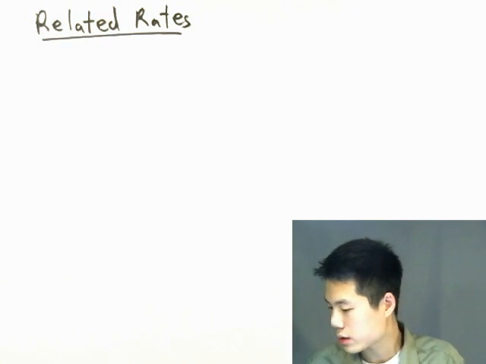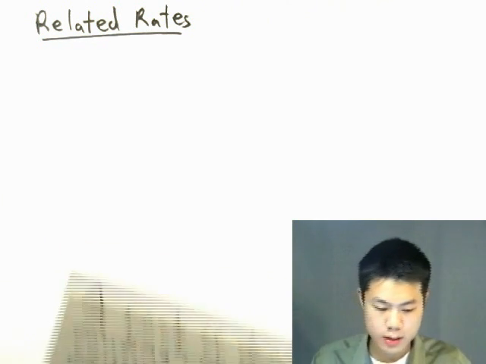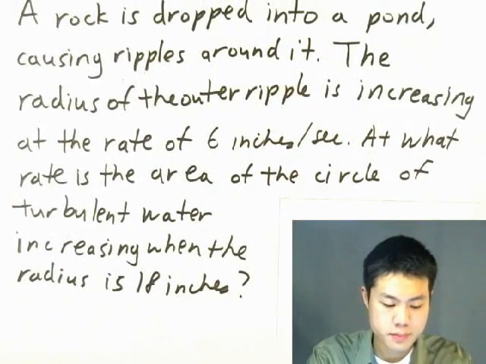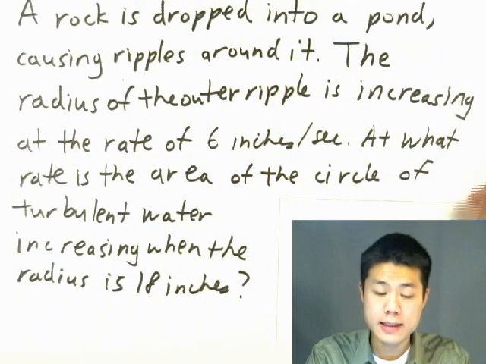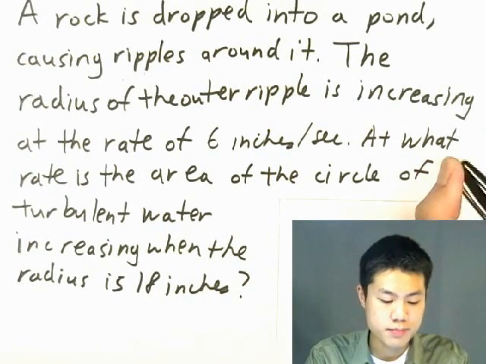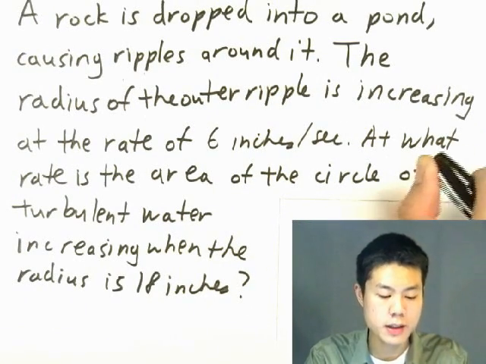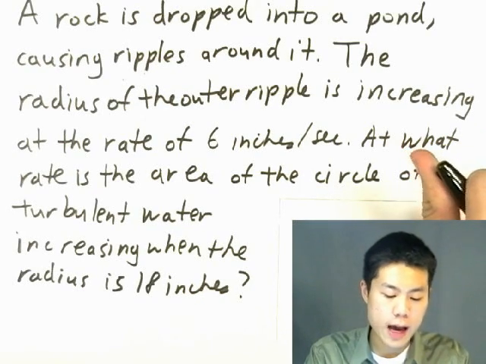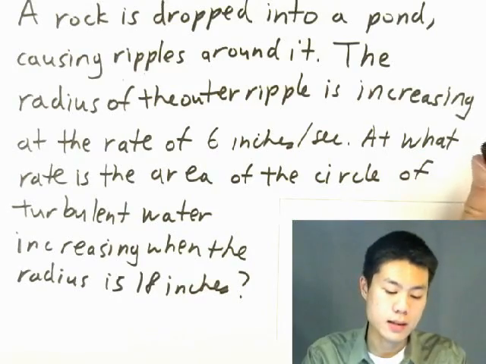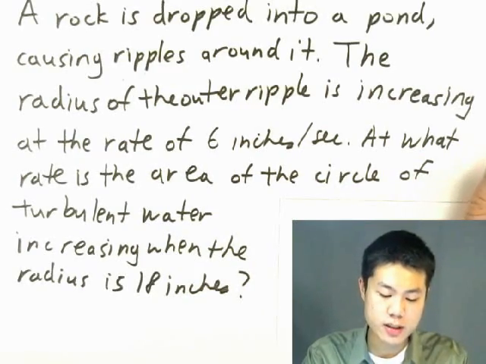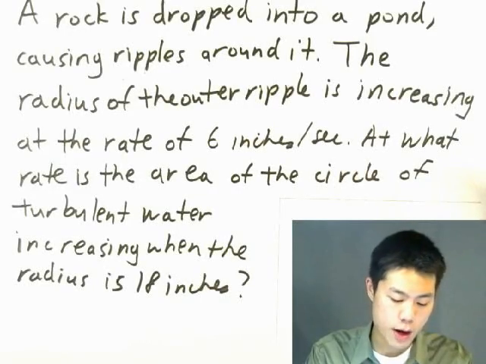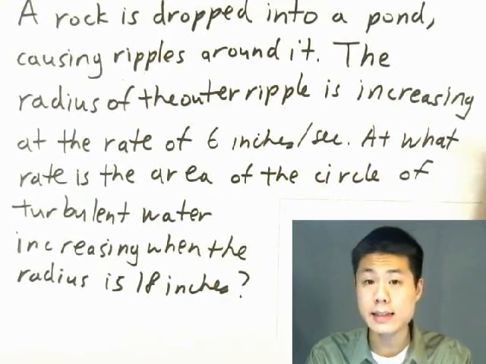So here's my question. This is a classic problem, ripples in a pond. A rock is dropped into a pond causing ripples around it. The radius of the outer ripple is increasing at the rate of 6 inches per second. At what rate is the area of the circle of turbulent water increasing when the radius is 18 inches?